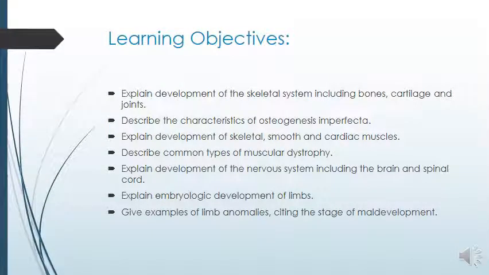The learning objectives for this week are to explain the development of the skeletal system, including bones, cartilage, and joints, to describe the characteristics of osteogenesis imperfecta, to explain the development of skeletal, smooth, and cardiac muscles, to describe common types of muscular dystrophy, to explain the development of the nervous system, including the brain and spinal cord, and to explain the embryologic development of limbs. Also, to give examples of limb anomalies, citing the stage of maldevelopment.